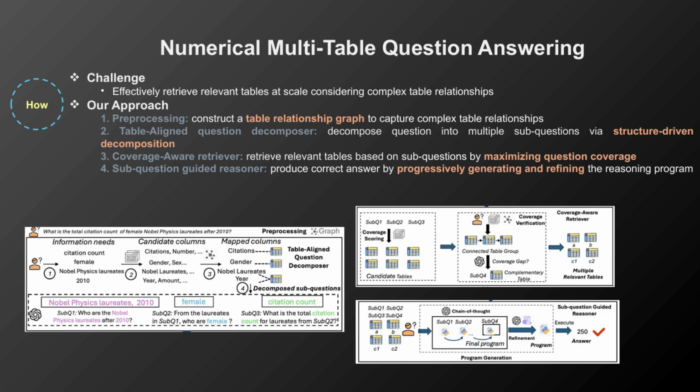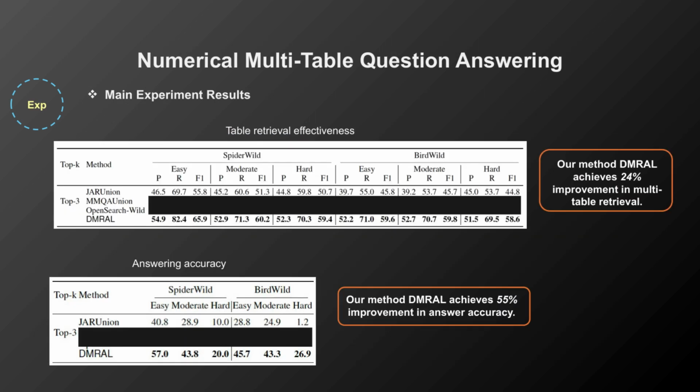The results of our experiments speak for themselves. Our method, DMRAL, demonstrates a substantial leap in performance. We achieved a 24% improvement in multi-table retrieval effectiveness compared to existing baselines. Even more impressively, when it comes to the final output, we've seen a 55% improvement in answering accuracy, proving that our decomposition-driven approach is highly effective for these complex tasks.